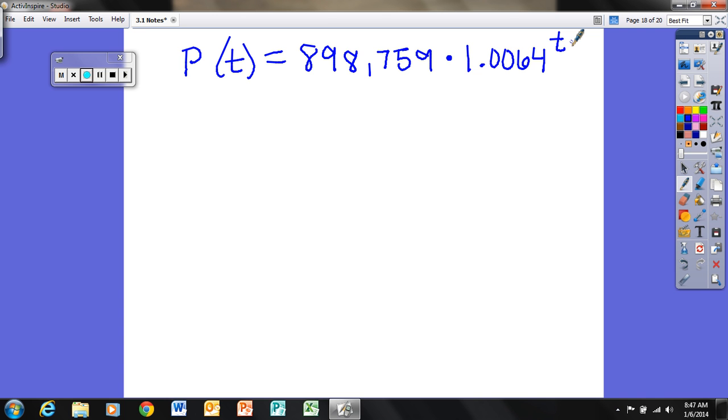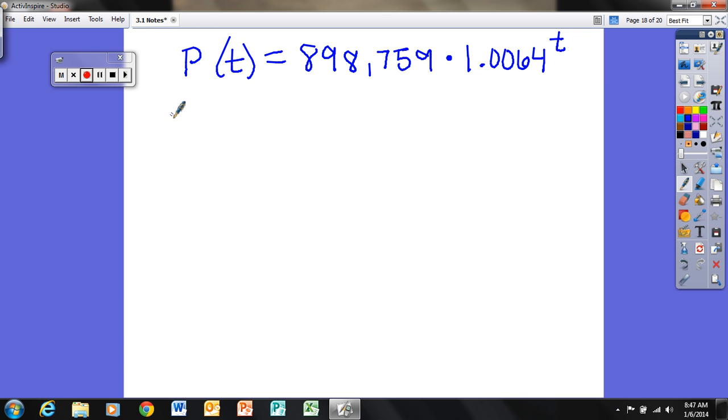What did the question ask? It asked when the population is going to reach 1 million. So am I substituting 1 million in for t? No, because t is time. I want to know when the population is going to be 1 million. So I'm solving for t.